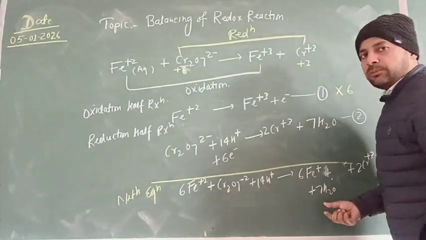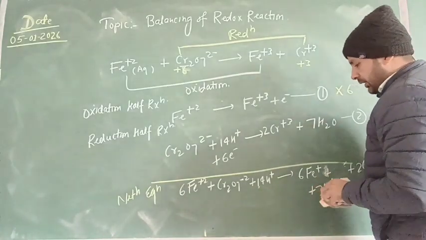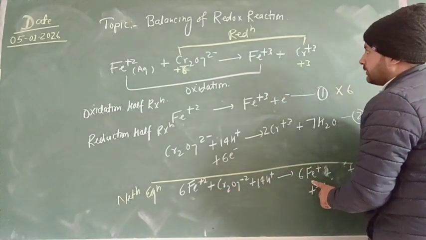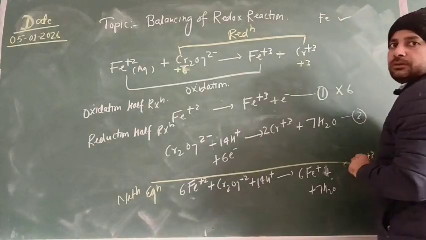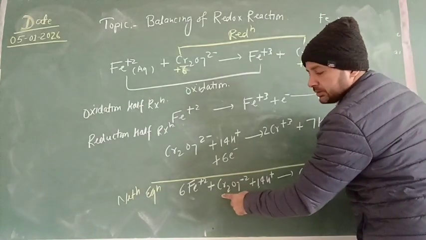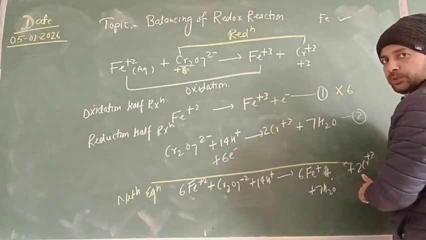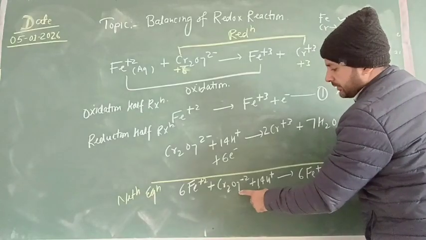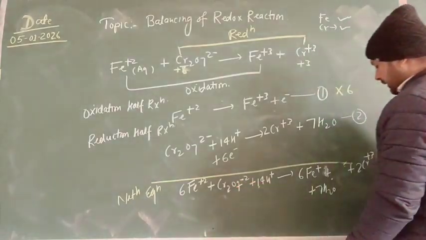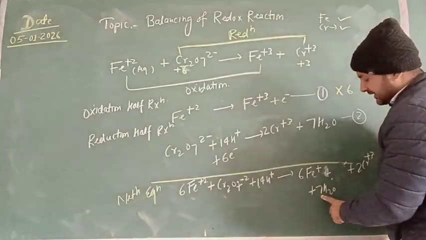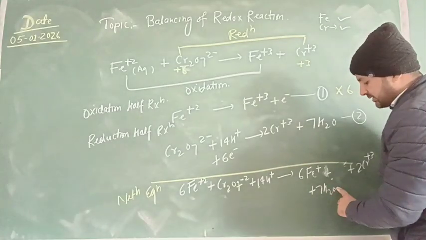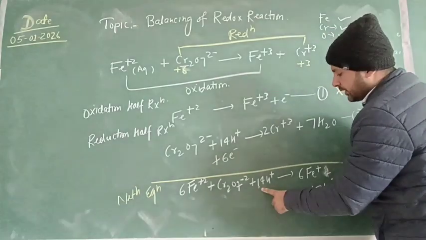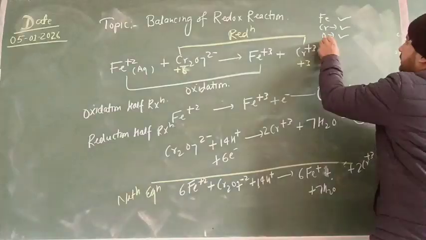Now we'll check the number of atoms and charges. Okay. On the left hand side there are 6 iron atoms, and iron is 6 on the right hand side. So iron is okay. The number of chromium atoms is 2 here and 2 here, so chromium is also equal on both sides. The number of oxygen atoms is 7 over here, and 7 H2O means 7 oxygen atoms. So oxygen is also equal. Hydrogen atoms: 14 hydrogen atoms, 7 times 2 is 14.